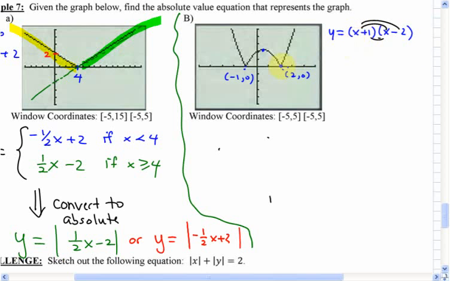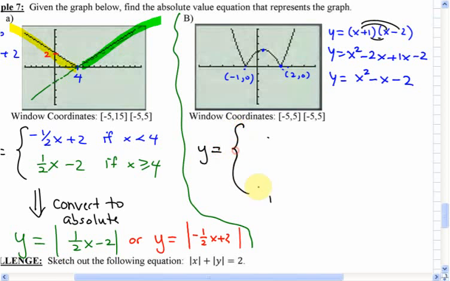Remember how if you are given the zeros, you can write it in the bracket form, and then if I ask you to expand this out, which I hope some of you did, you get y equals x squared minus x minus 2. Yes or no? Okay, good. Now, if you were to write this as a piecewise function first, this is like a review from last day, what would your three pieces be?